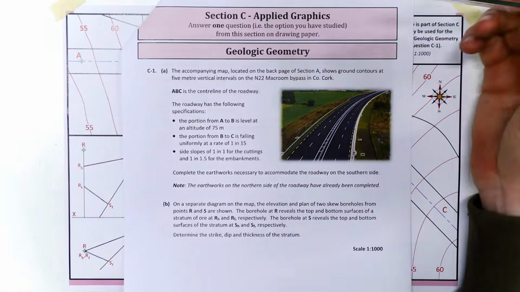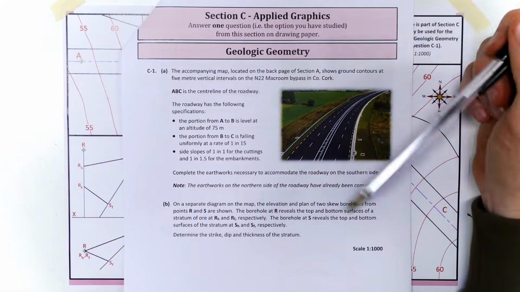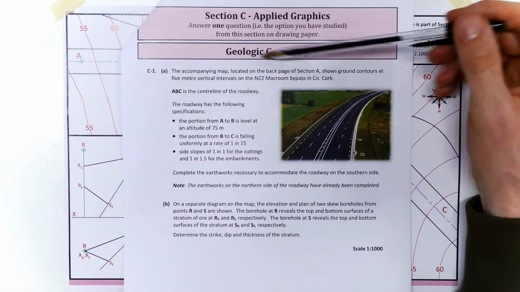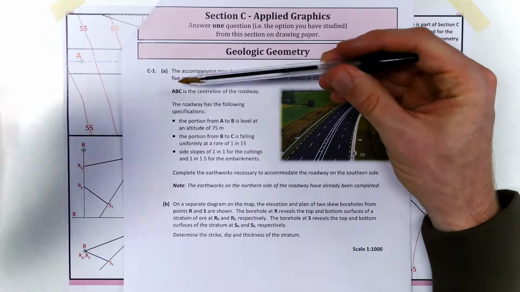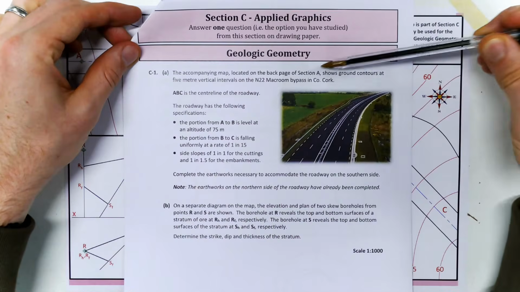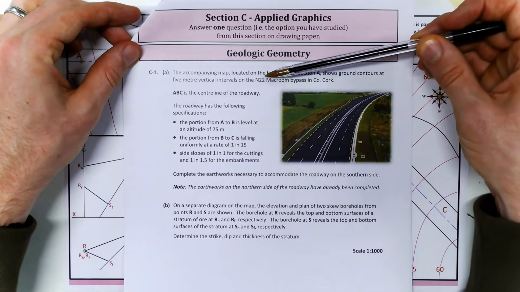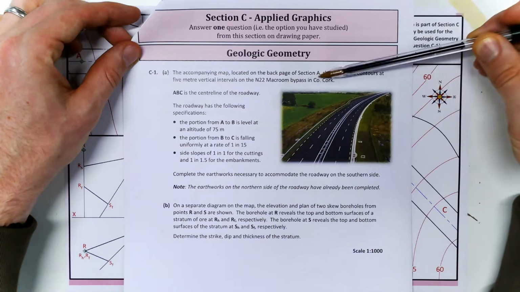Right, welcome back to the 2025 paper. We're looking at section C here in the applied graphics. So it's the geological geometry question, C1. A. The accompanying map located on the back of section A shows the contours in 5 metre vertical intervals on the N22 Macroom bypass in County Cork.